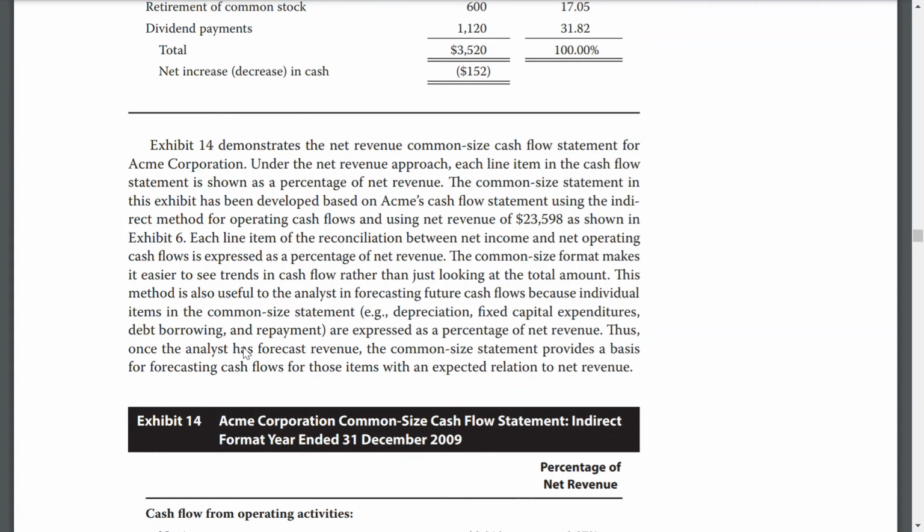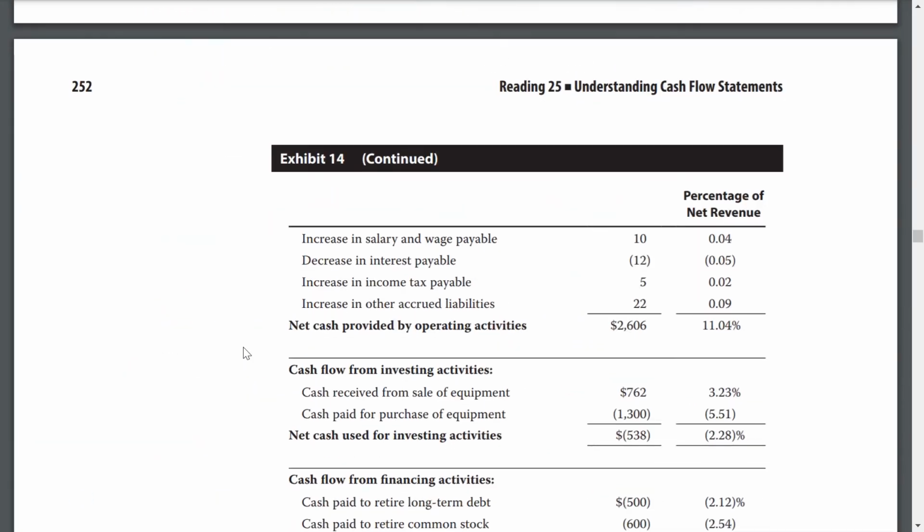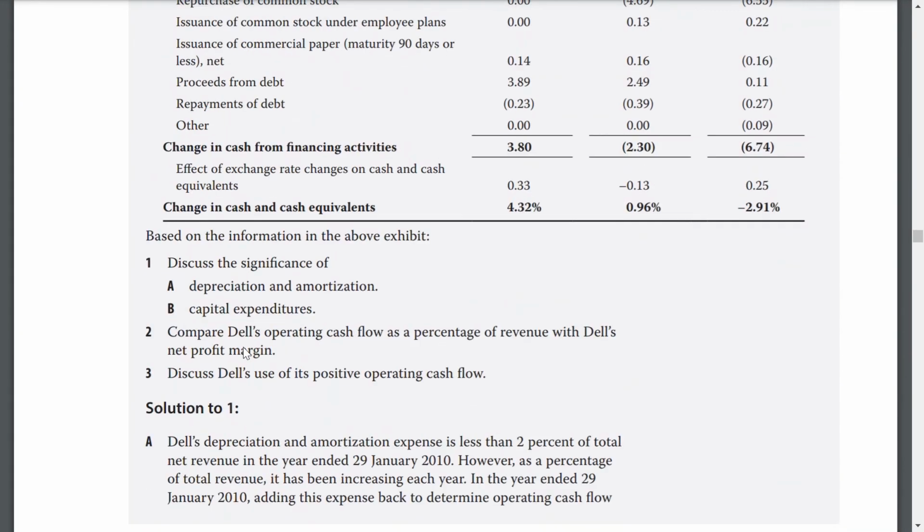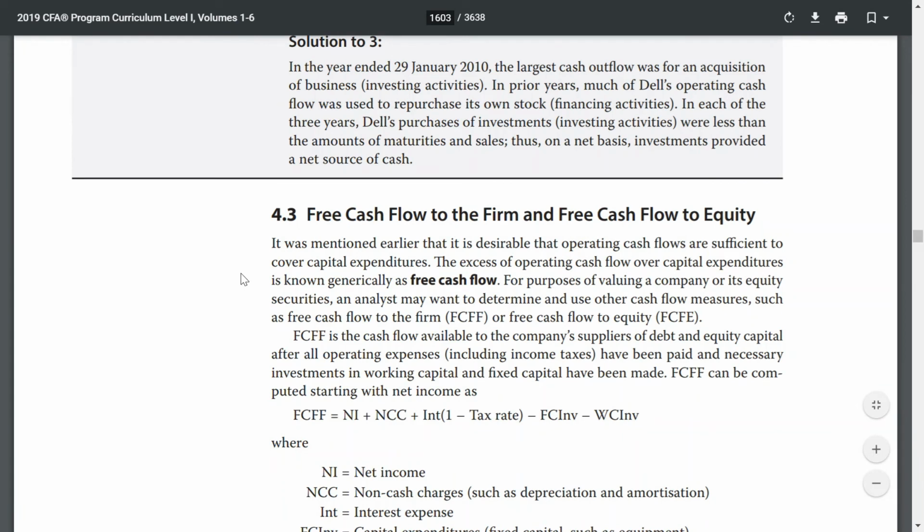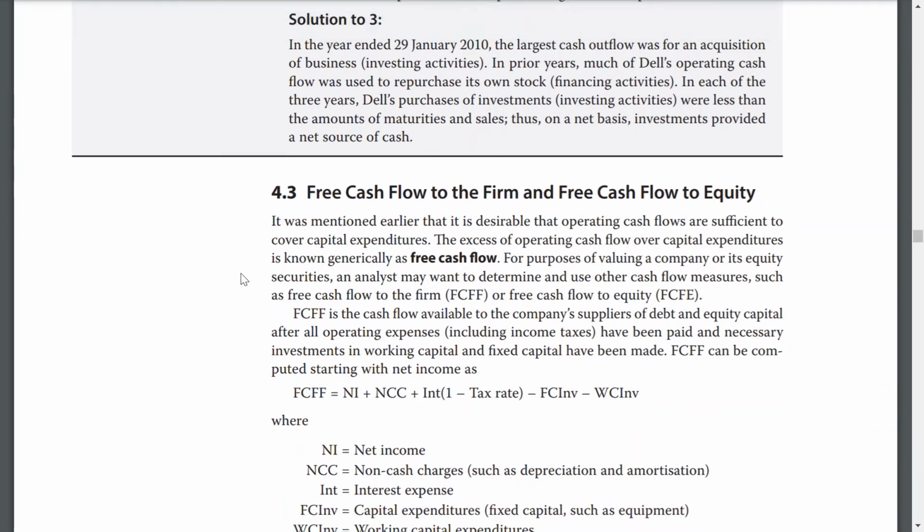Thus, once the analyst has forecast revenue, the common size statement provides a basis for forecasting cash flows for these items with an expected relation to the net revenue: free cash flows to the firm and free cash flow to equity. It was mentioned earlier that it is desirable that the operating cash flows are significant to cover capital expenditures. The excess of operating cash flows over capital expenditures is generally the free cash flow.